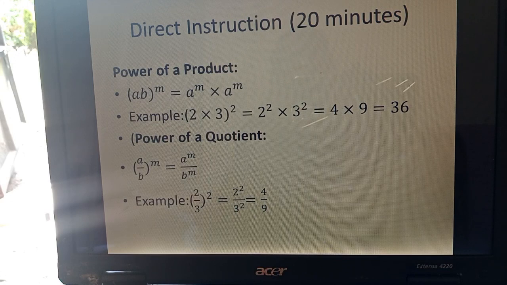Power over quotient. You have a over b, a divided by b, which is a quotient. You raise it to m, and this gives each of the parts of the quotient, the numerator and the denominator, the index, so that you have a raised to m over b raised to m. In the example, you have 2 over 3, squared. The numerator 2 gets the 2, and the denominator 3 gets the 2, so that you have 2 squared over 3 squared, which gives you 4 over 9.